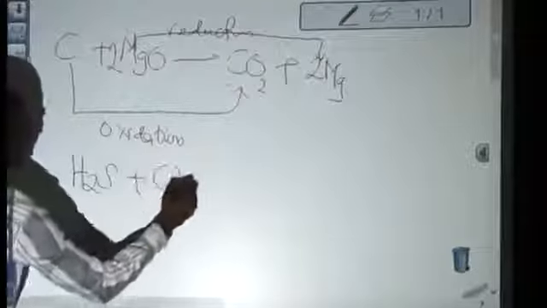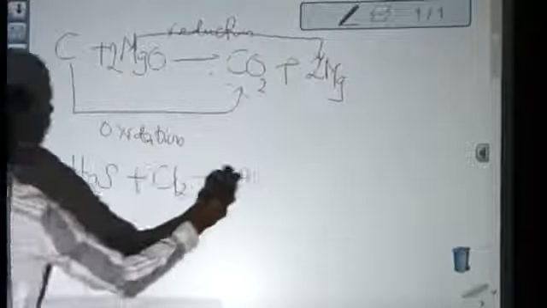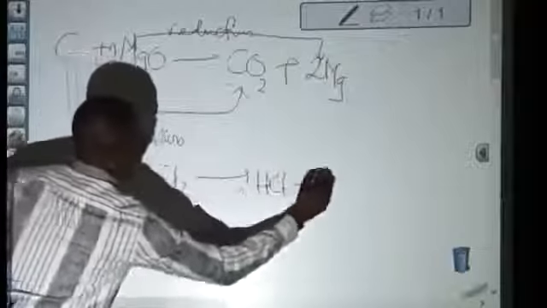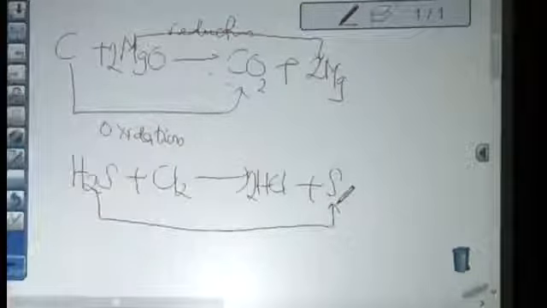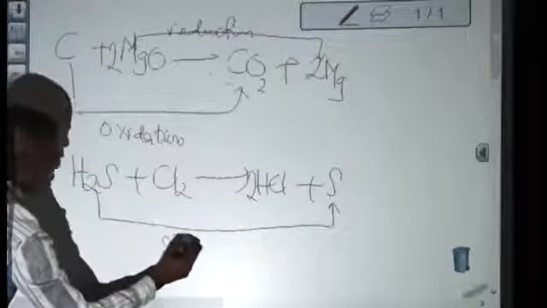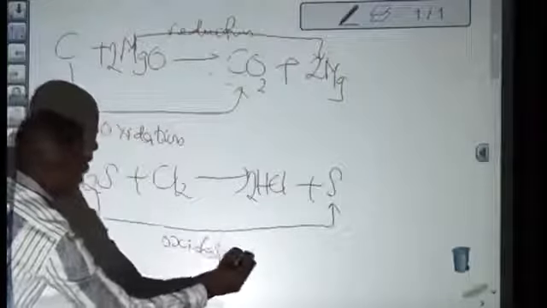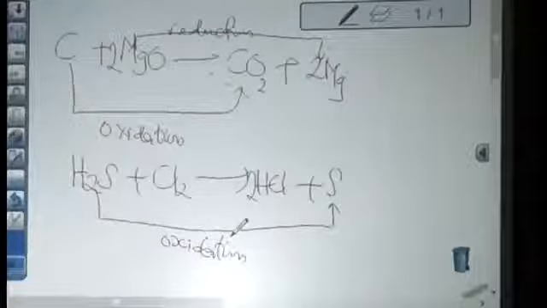Now, if you want to explain in terms of hydrogen, we have another example. We have hydrogen sulfide going to sulfur. What has happened? Correct. Hydrogen has been removed. They will say this process is oxidation. That is removal of hydrogen.